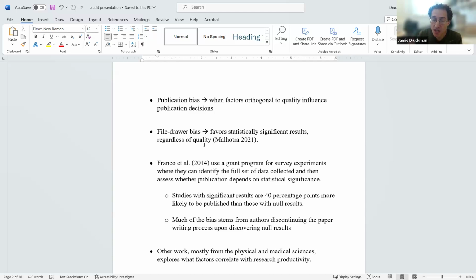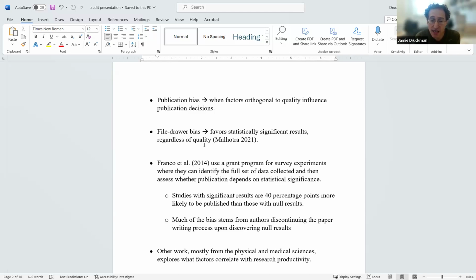And so what happens is people get accepted, they can implement their survey experiments, and then we know that the data are there. We know what the data look like. We know that they have data. And so we have that full universe of data collected. And then we can look project by project at what was published and what was not published, and is that related to statistical significance? And what they found in their original paper was that studies with significant results were 40 percentage points more likely to be published than those with null results. So very large publication bias or file drawer bias.